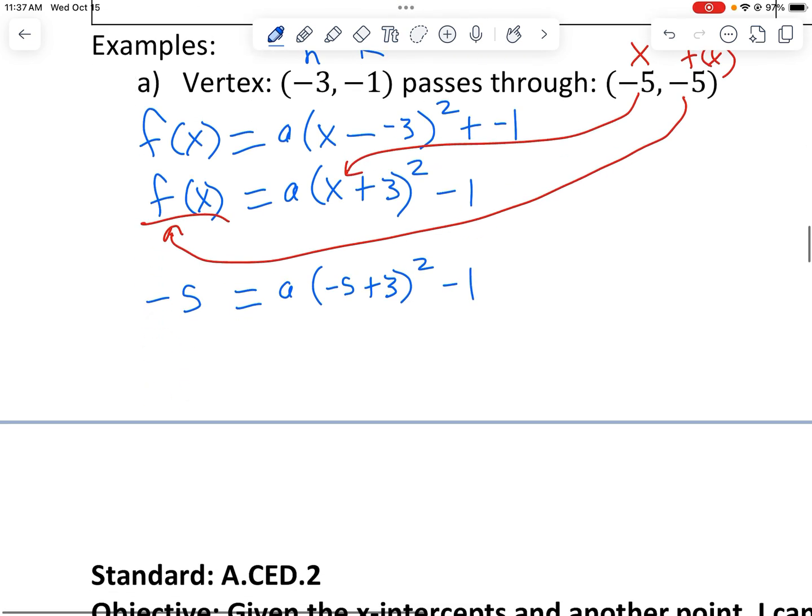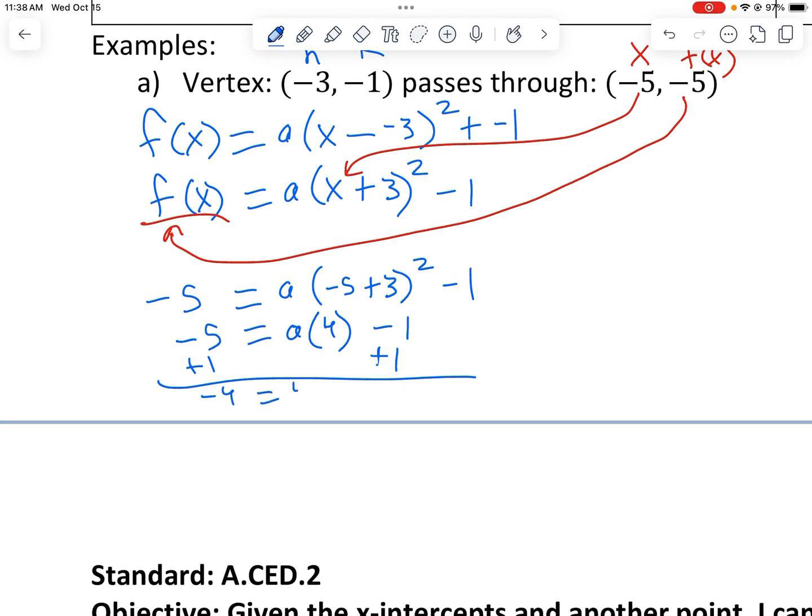The next thing I'm going to do here is solve for a. So I'm going to do some simplifying here. It's going to be a times negative 5 plus 3, which is negative 2. I'm going to square that. Negative 2 squared is 4. And then minus 1 equals negative 5. I'm going to add 1 over. Now I got negative 4 equals 4a.